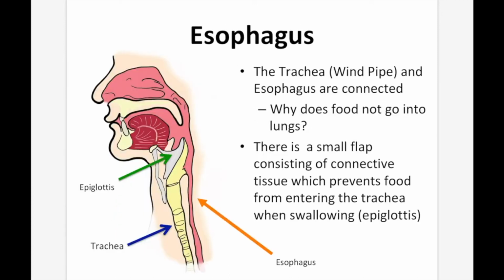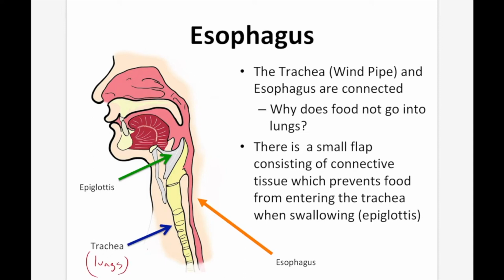Esophagus. The trachea, or windpipe, and esophagus are connected. So the esophagus here is this pink thing at the back, and the trachea is this blue arrow here pointing to this yellow thing on the left-hand side. So why does food not go into the lungs? As this trachea actually goes down to the lungs, and that's how the air we breathe gets into our lungs.